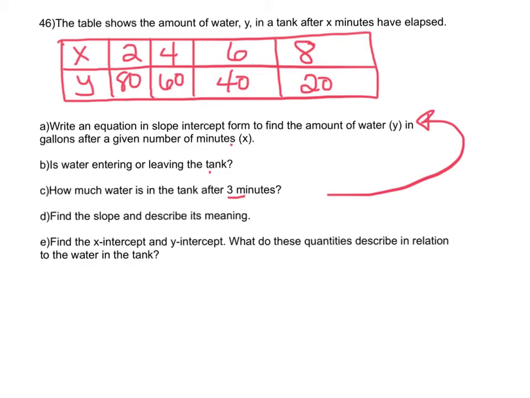And finding the x and y intercept. So if you would graph this line, where does it cross the x-axis and where does it cross the y-axis? And what do these quantities describe in relation to the water in the tank? When you're finished with number 46, pause the video and get all of these answers, A, B, C, D, and E, checked by Mrs. Jones.